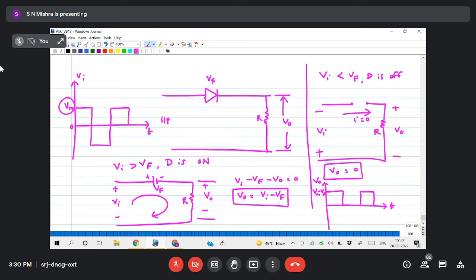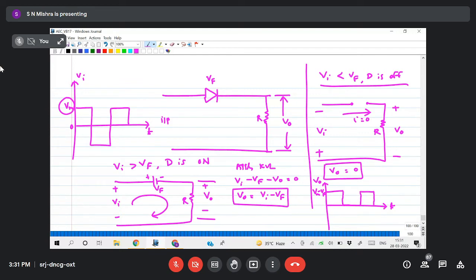You should write here the condition, applying KVL in the loop. I am not writing that one because it will take more time, but while you are solving, you have to write it. Here applying KVL like this, in this condition the equivalent circuit, applying KVL, the output voltage, and this is the output waveform. Like that you will write. Everyone has understood this one?